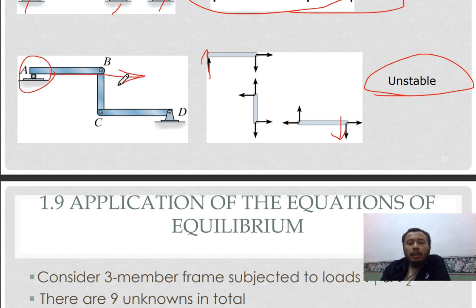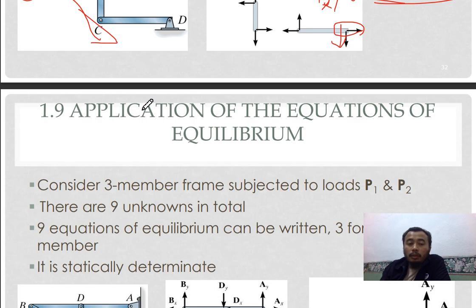So when the Fy here, Fx is not equal to 0 because there is no constraint here. So there will be a movement towards here. It will not be a static structure.